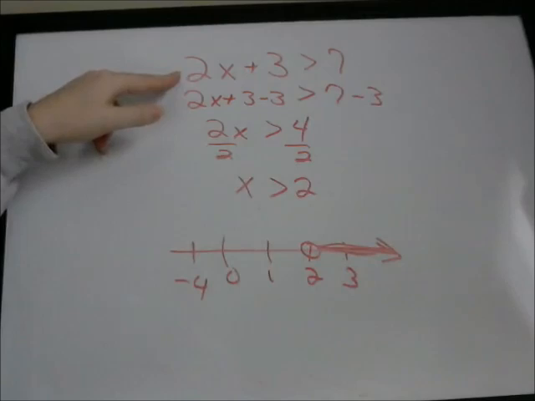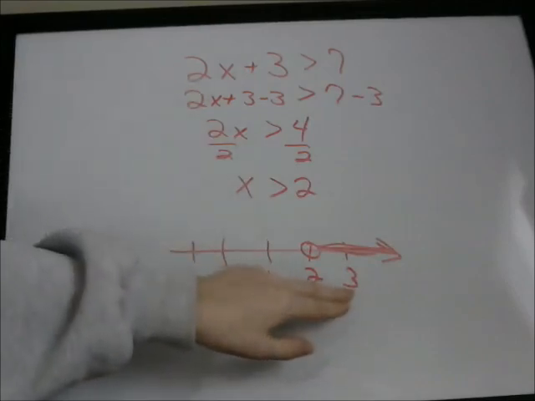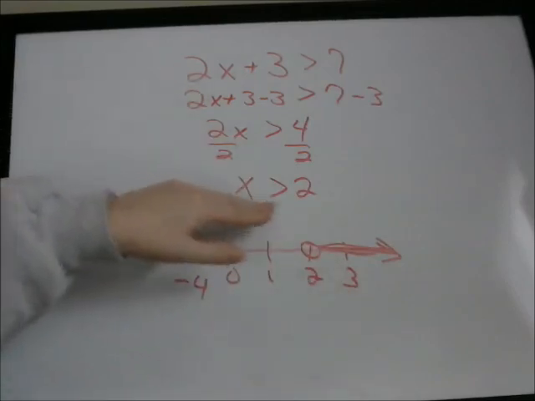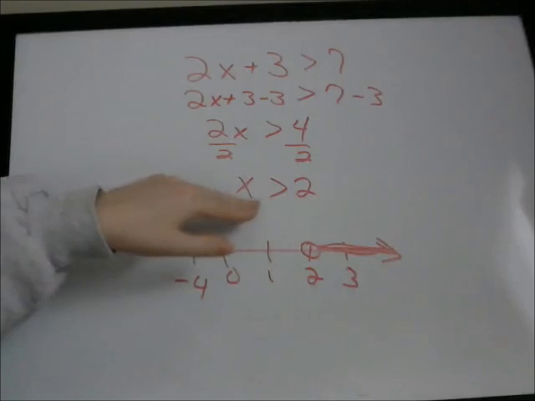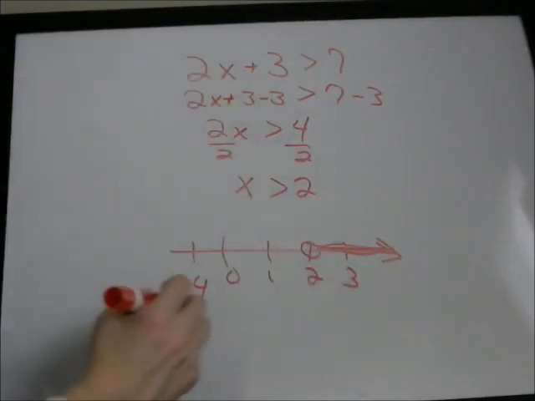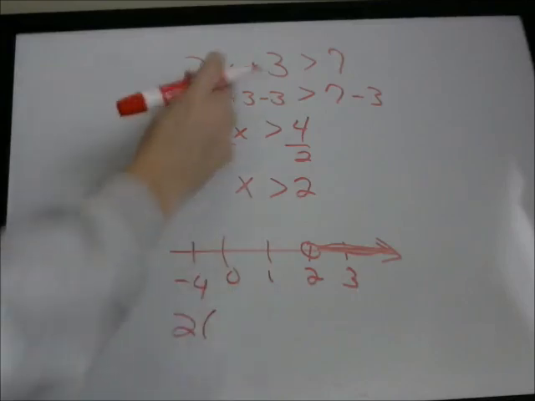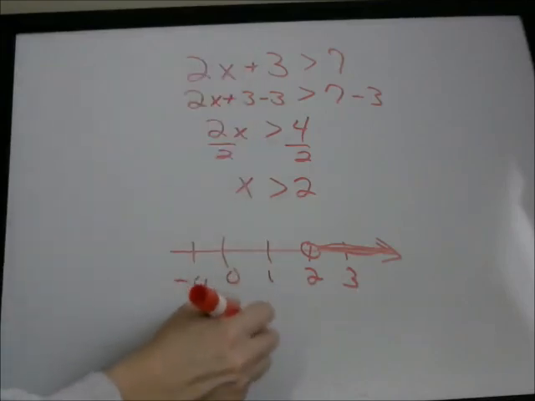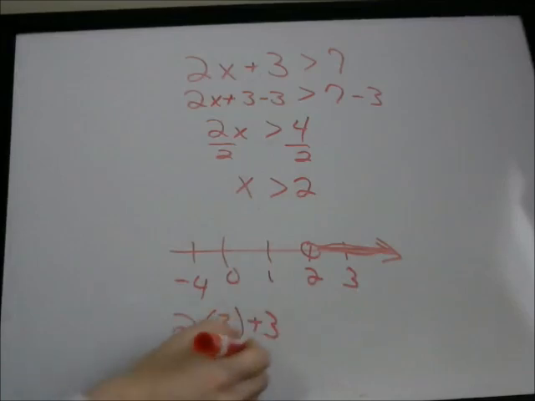And we can test that. So let's say we pick 3. That's supposed to be right because 3 is greater than 2 and x is greater than 2. So if we choose 3 and plug that in, instead of x, we're going to put a 3. 2 times 3 plus 3, and 2 times 3 is 6 plus 3 is 9, and 9 is greater than 7.